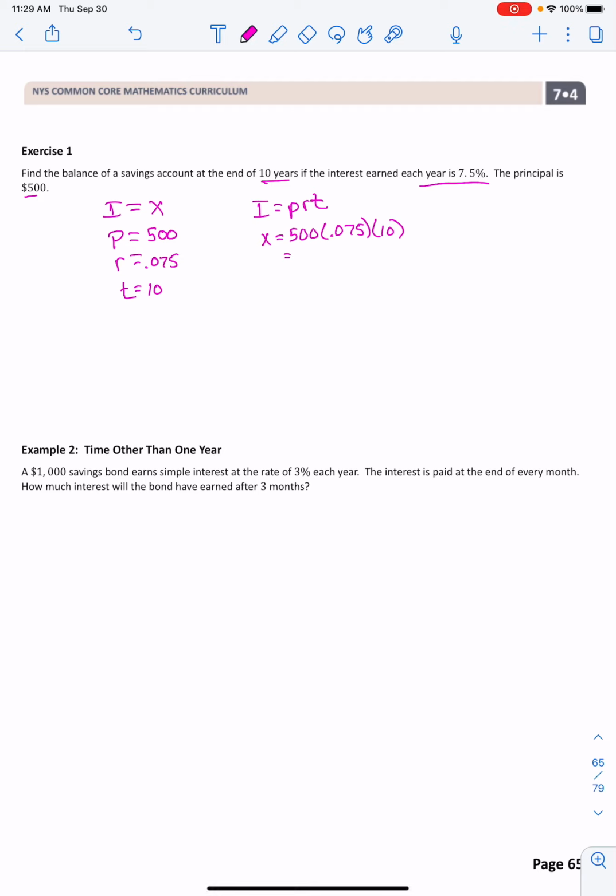And that is going to equal 375. So we have 500 plus 375, which will equal $875 total.